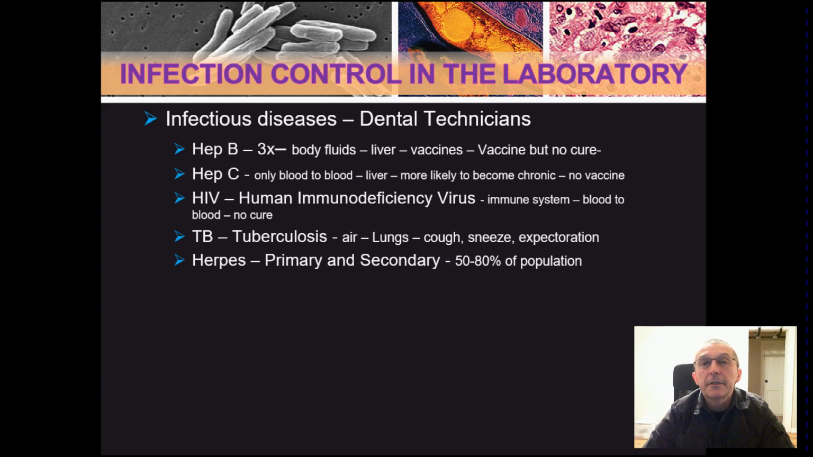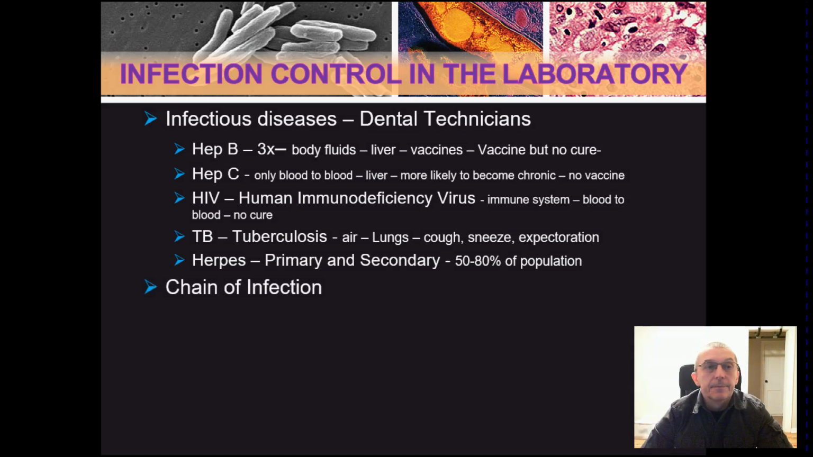TB or tuberculosis gets transferred through the air. It affects the lungs. You have a very bad cough, sneeze, expectoration, which is spitting, and there is no cure for that. There is a vaccine, however. Herpes, there's a primary and secondary infection. Over 80% of the population have herpes, and the primary is a stronger infection than the secondary.